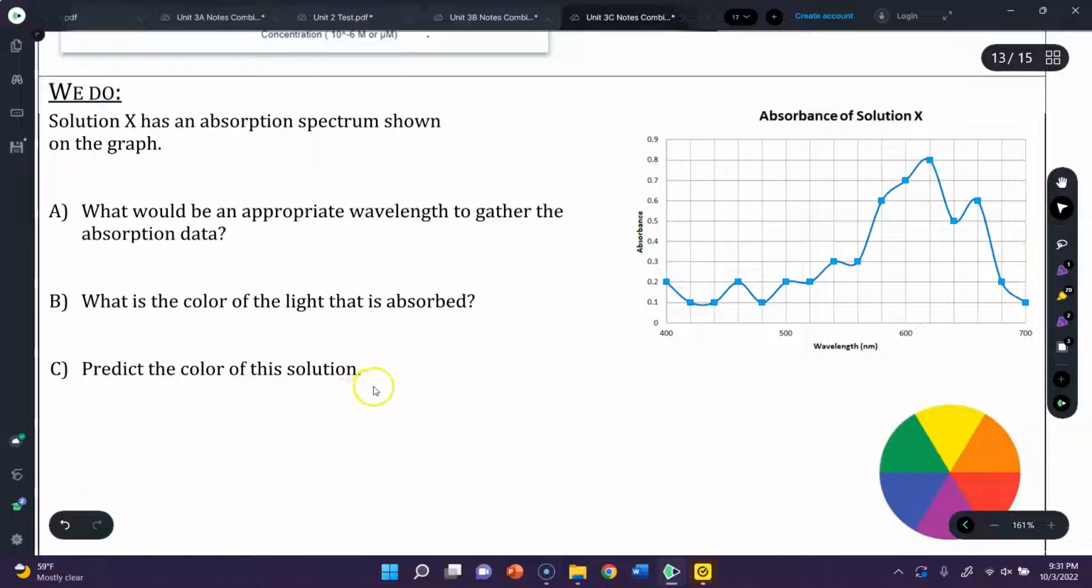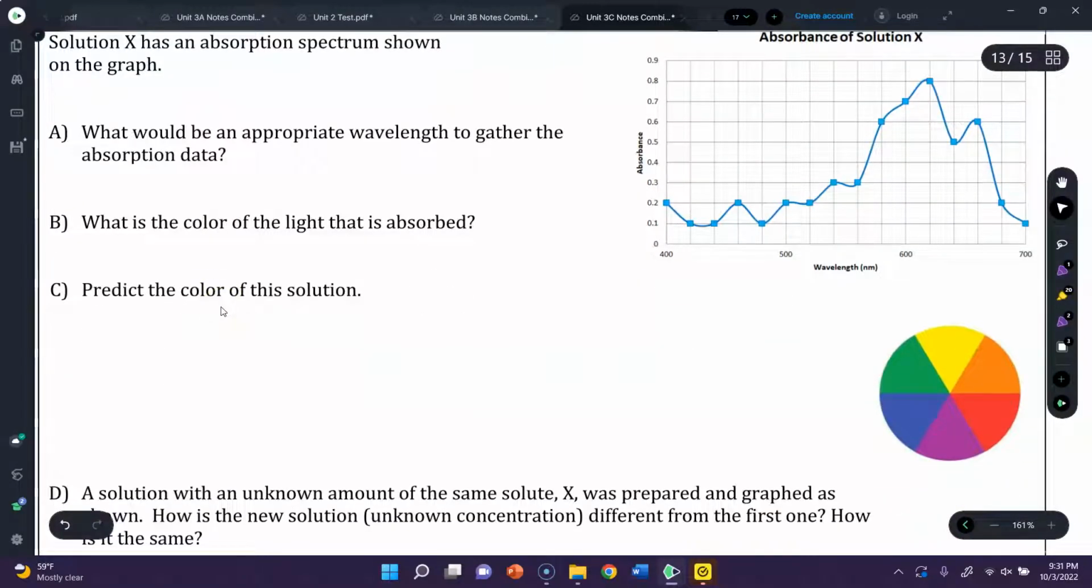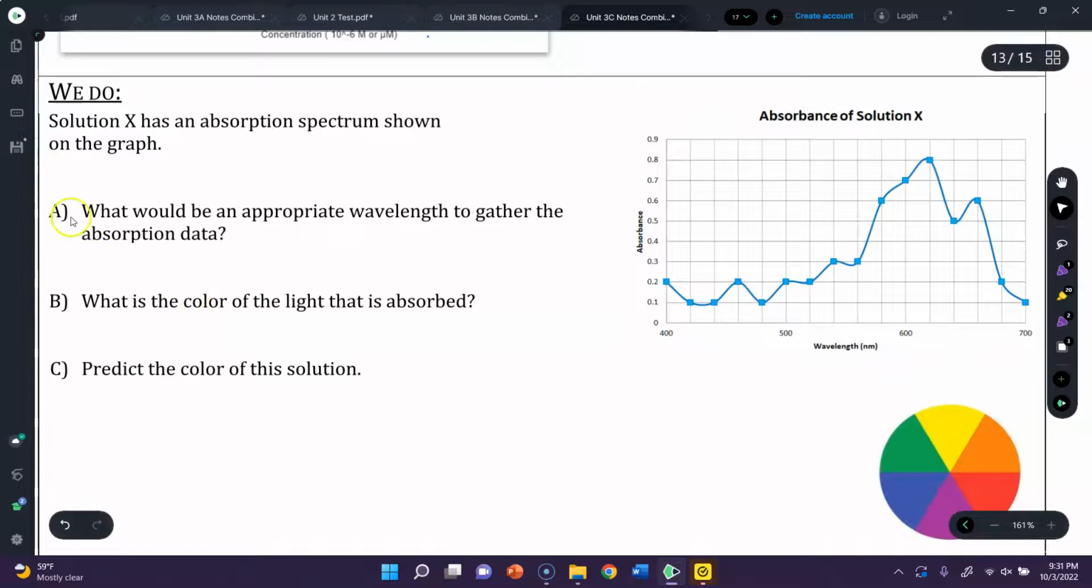Okay, so for this we have solution X has this absorption graph over here. What would be an appropriate wavelength to gather the absorption data? What is the color of light absorbed? Predict the color of the solution. So I want you to pause the video and do A through C yourself first, and then we will check in after.